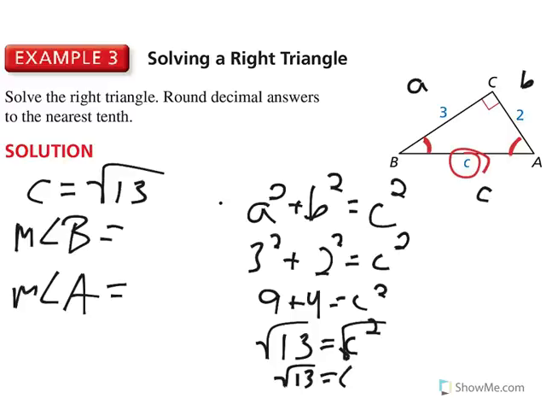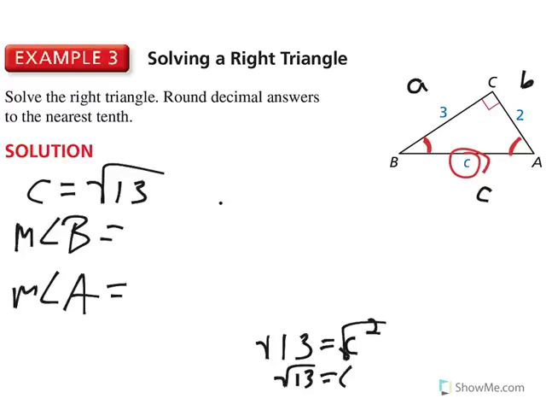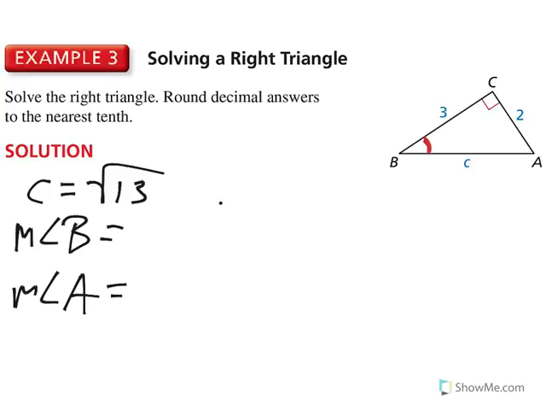So then we need to move on. We need to keep finding the other ones. I want to find the measure of angle B. So let's look at just our triangle with just B in there. I'm going to draw my triangle and label my sides based on B being my reference angle. If B is my angle, this is going to be my hypotenuse. My opposite is across from it, so this would be my opposite, and this one would be my adjacent.